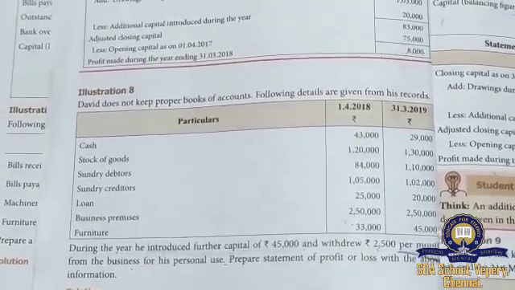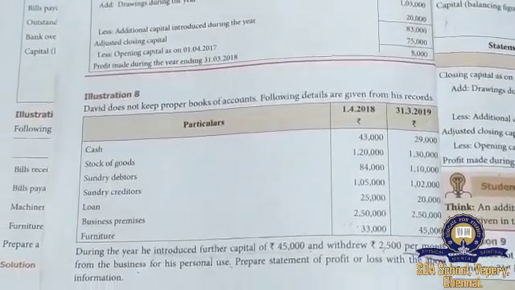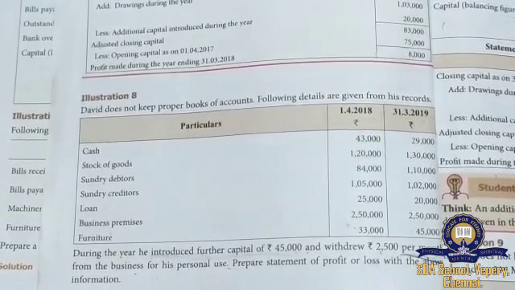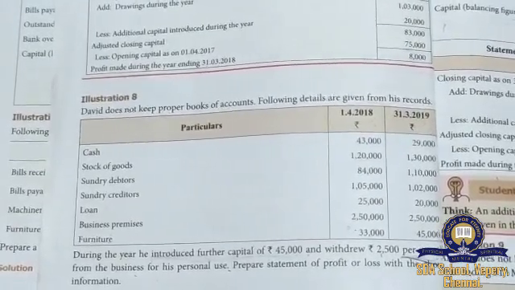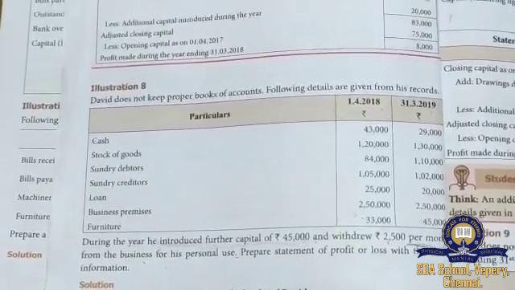So first we are going to create the opening capital and closing capital. Additionally introduced, they have given 45,000. Drawing also they have given, 2,500 per month. So we are going to find out whether that will be a profit or loss.